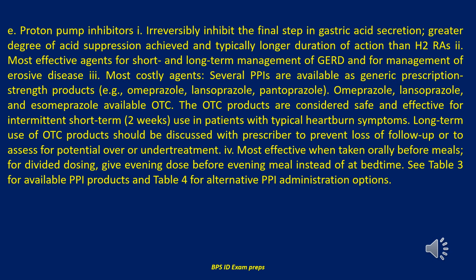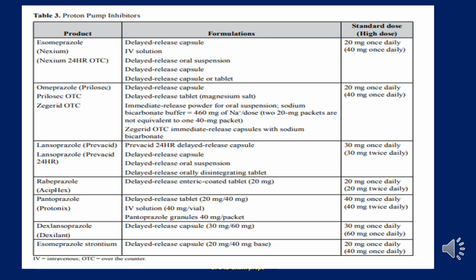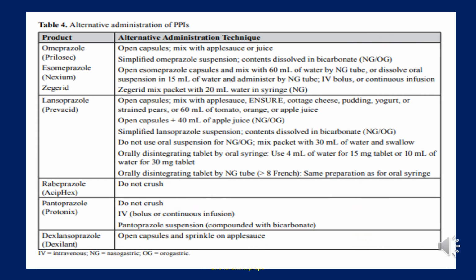4. They are most effective when taken orally before meals. For divided dosing, give evening dose before evening meal instead of at bedtime. See Table 3 for available PPI products and Table 4 for alternative PPI administration options. Briefly pause the video and carefully scrutinize Table 3 summarizing proton pump inhibitors. Briefly pause the video and carefully scrutinize Table 4 summarizing alternative administration of PPIs.